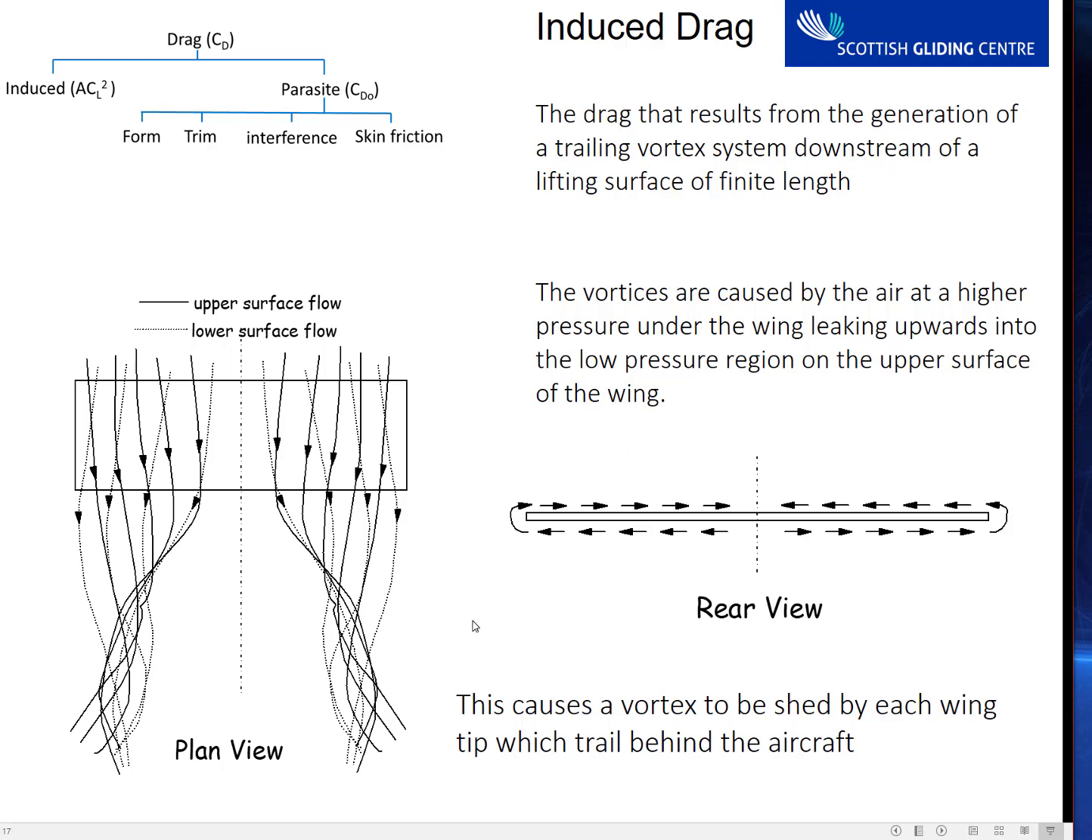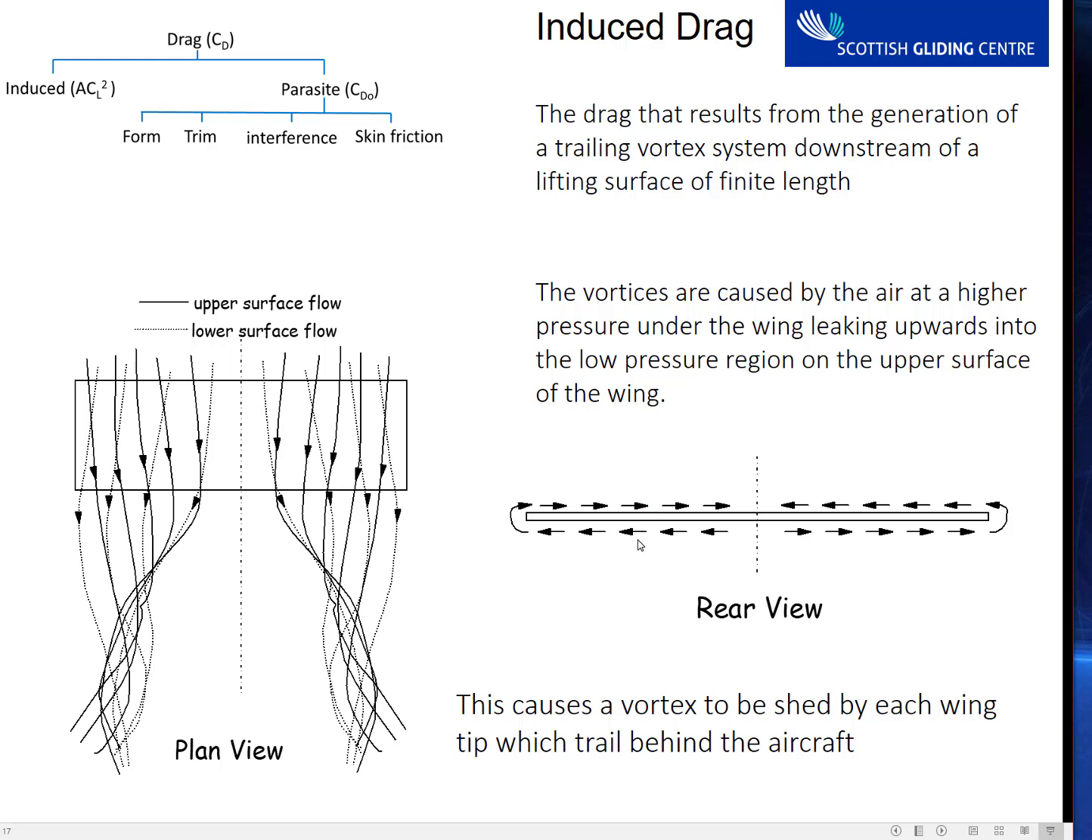If we were to plot the streamlines of the flow over the upper and lower surface of the wing, what we would see is that on the lower surface, the streamlines tend to be flowing outwards, so the flow is trying to move towards the tip, and on the top surface of the wing, the streamlines tend to be flowing towards the root of the wing. And if I look at the rear of the wing, what we would see is that the flow coming off the bottom of the wing is moving towards the wing tip, and the flow off the top of the wing is moving towards the wing root.